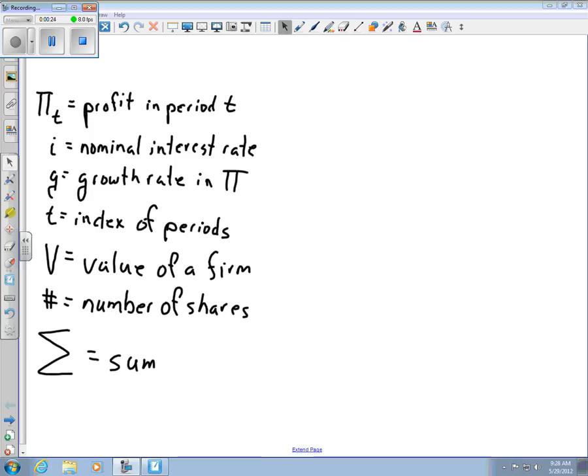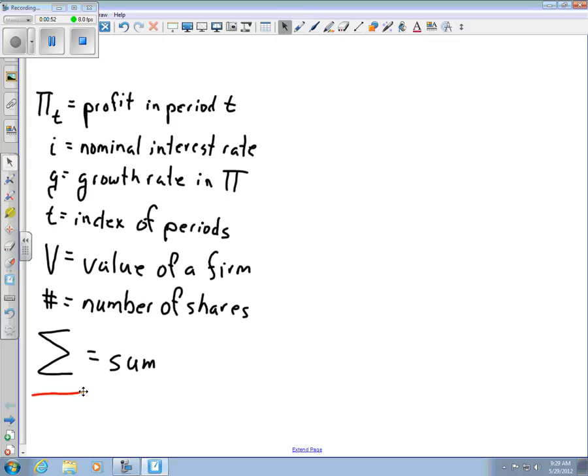I is the nominal interest rate. G is the growth rate in profits. We're going to keep that constant across time, just like the interest rate is constant across time. And I'm going to use the capital V to represent the value of the firm. This is what we're looking for in the end, the value of the firm. And the pound sign is just the number of shares. And this Greek capital delta stands for summation. So we're adding things up.